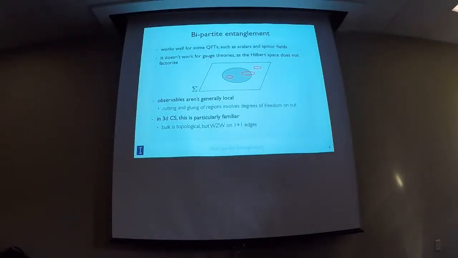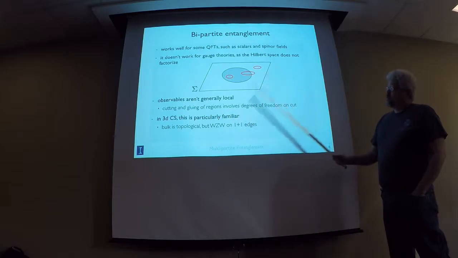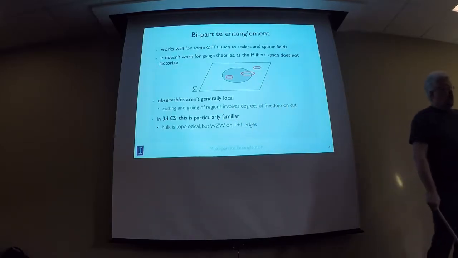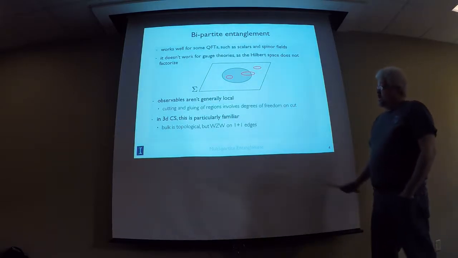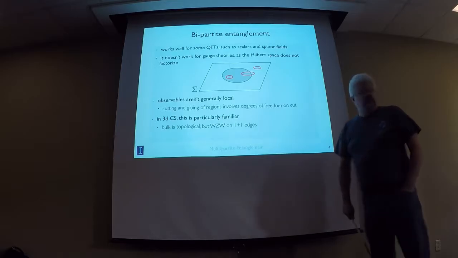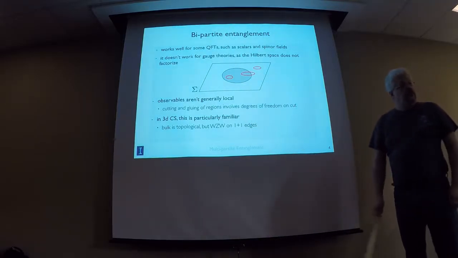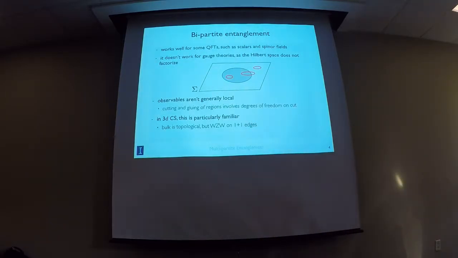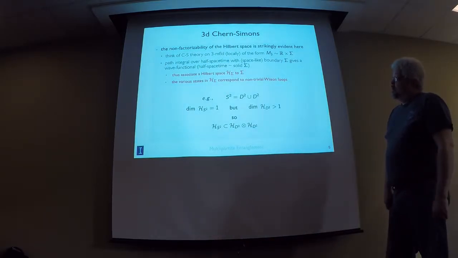interface between the regions. And most of the talk, actually all of the talk, I'm going to be referring to three-dimensional Chern-Simons theories. And in that case, this sort of physics is very familiar, because if you take a Chern-Simons theory and cut it open, what you find is a Wess-Zumino-Witten theory on the edge. Okay, and in fact, the non-factorizability of the Hilbert space is manifest.